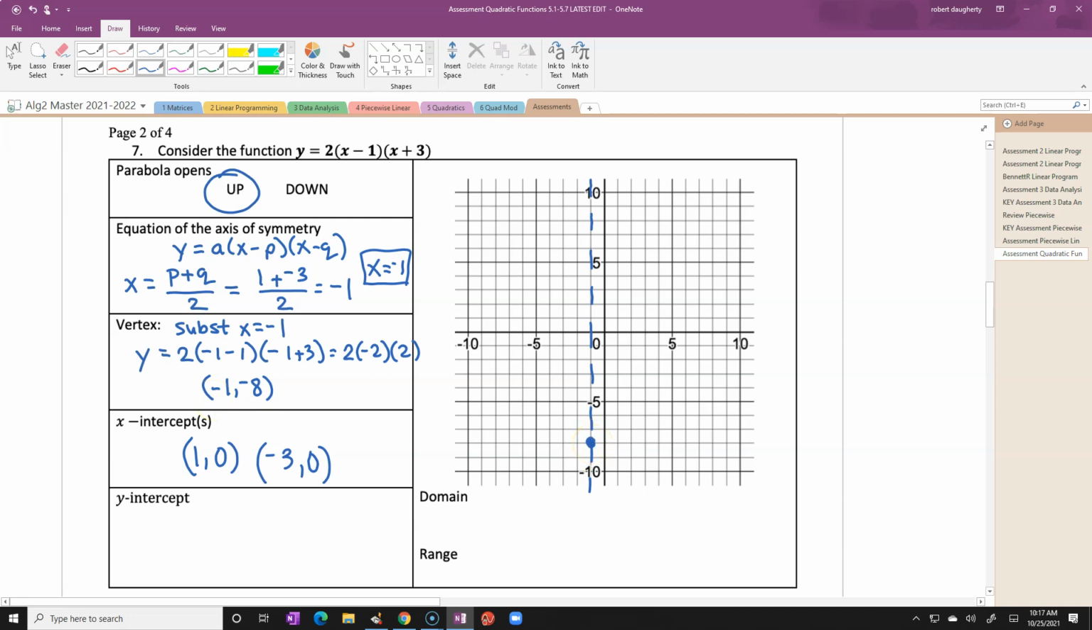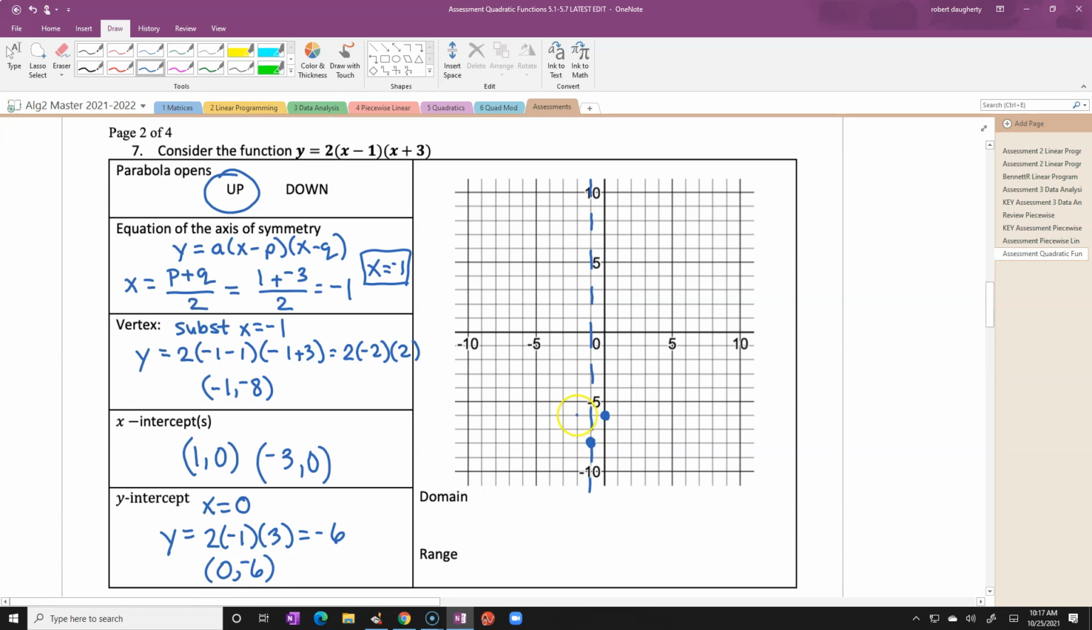The y-intercept, this is what you get when x is equal to 0. When x is equal to 0, we get y is equal to 2 times -1 times 3, excuse me, there's a 2 in front of all that, which is -6. The y-intercept is the point (0, -6). That is the only way to write that point.